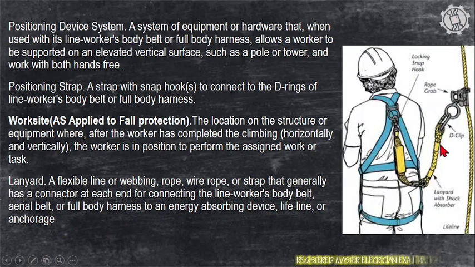So ito yung ating lanyard, no? And ito yung ating D-clip, no, na naka-connect sa ating anchorage. Ito yung ating snap hook na naka-connect sa ating full body harness. So if wala tong D-clip, no? D-clip kasi yung meron siyang locking mechanism dito. So if wala tong D-clip, ang pwedeng mangyari is pwede itong matanggal o maputol, no, yung ating connection between the anchorage and the full body harness.